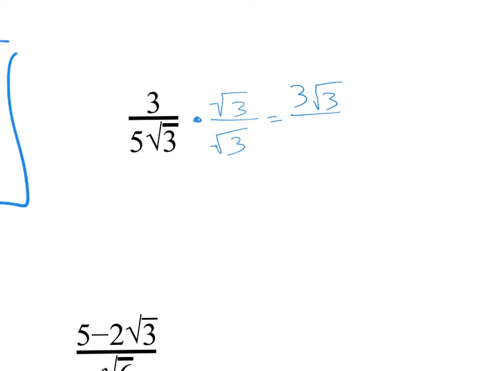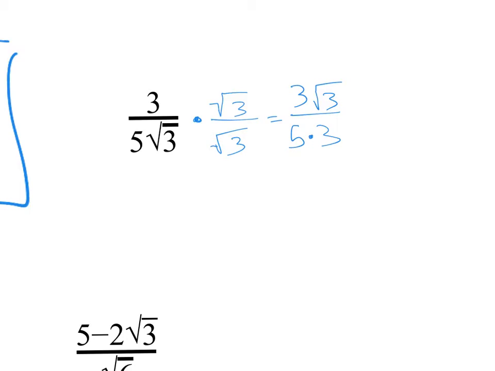On the bottom, when we're multiplying these together, what we have is 5. Then since we're taking the square root of 3 times the square root of 3, and every time you're taking a number under the radical sign and multiplying by the same number under the radical sign, your answer is just going to be the number.